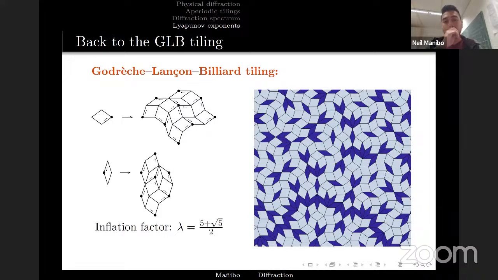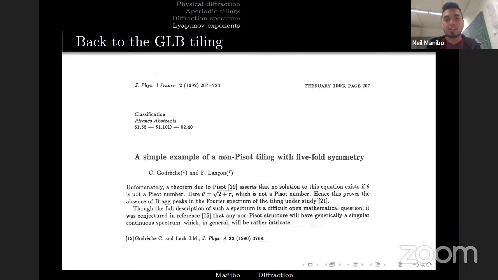So if you go to the Godrèche-Lançon-Billard tiling, the Fourier matrix for this one is going to be larger. It's going to be a 10 by 10 matrix. And now you live in R^2. But you can still do the same numerics for that. This is the original paper by Godrèche and Lançon in 1992, where they already have theta here. Theta is actually the square root of lambda for us. And they already said that it's not a Pisot number. Hence, this proves the absence of Bragg peaks in the Fourier spectrum.